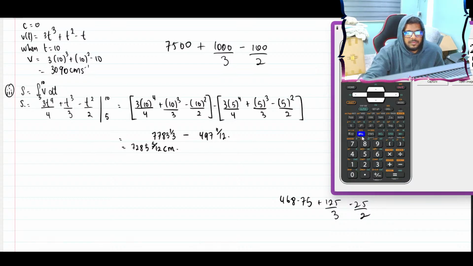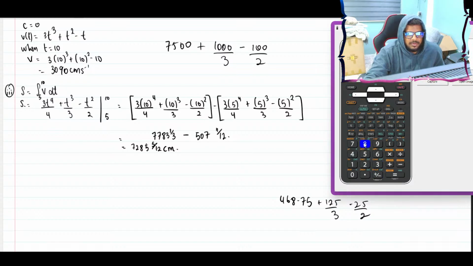Ooh, 507 and 11 twelfths. I get 497 and 11 twelfths. Right, so 507. So I must have made a little boo-boo there. 25 by 5 is 125 over 3 minus 25. Good.